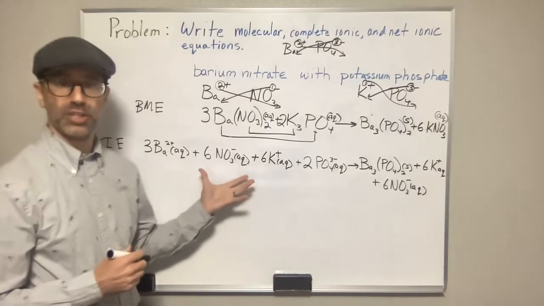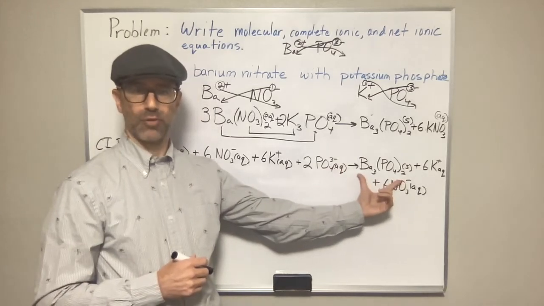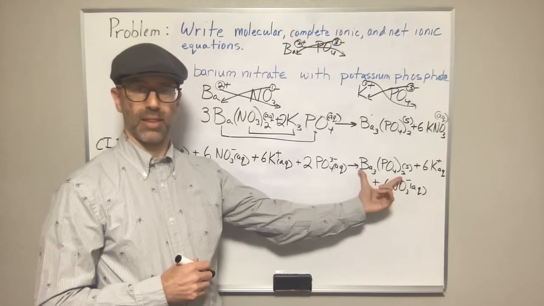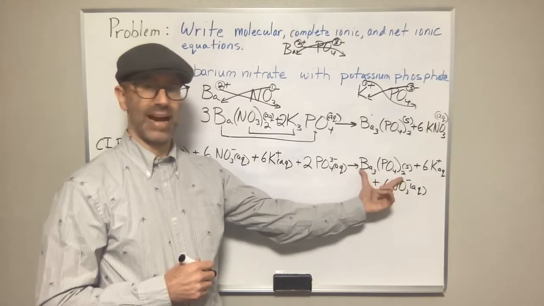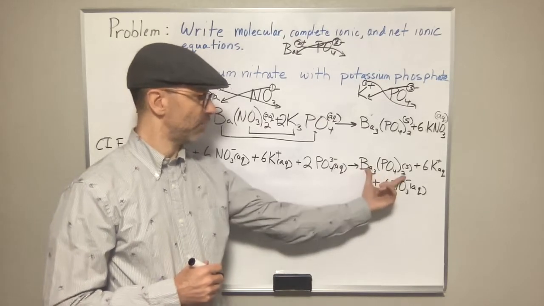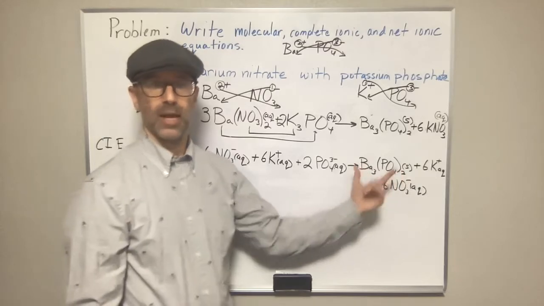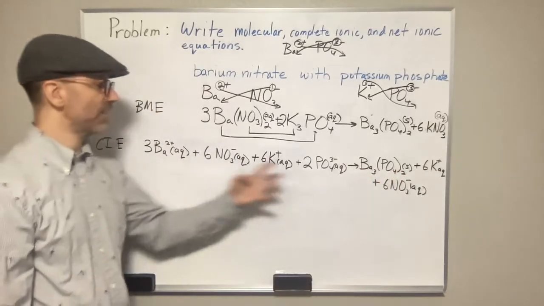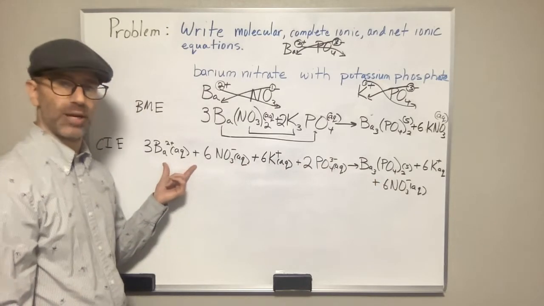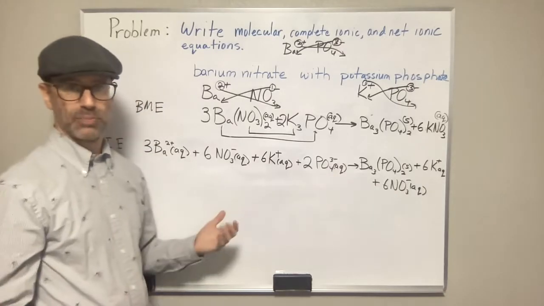There are 2 ways to figure out what the spectator ions are. One way is to look at the product that's formed. If you have a solid, liquid, or gas, the ions that form that substance that is not aqueous are the players. So here we have barium and phosphate forming a solid. So those are the players. Everyone else are spectators. The other way is to look at both sides of your equation. If you have a substance that is aqueous on both sides, if there's no change, then that's a spectator.